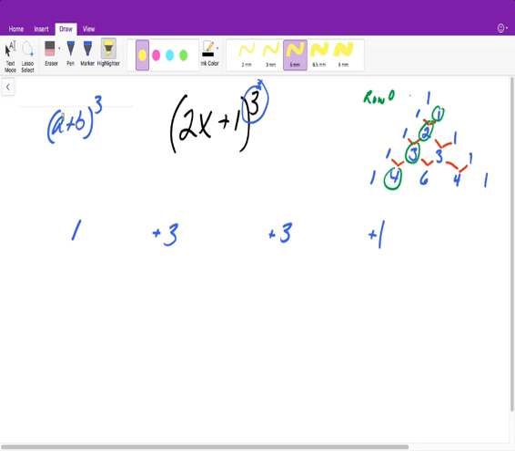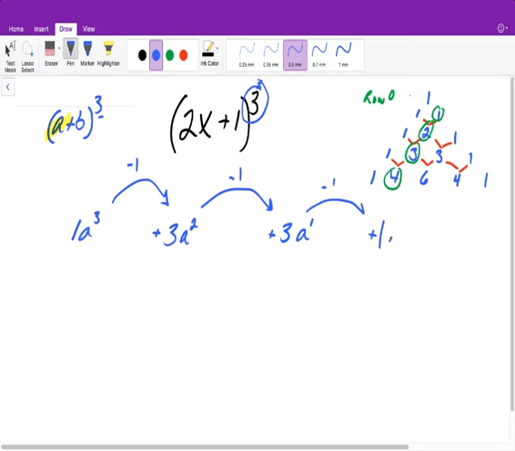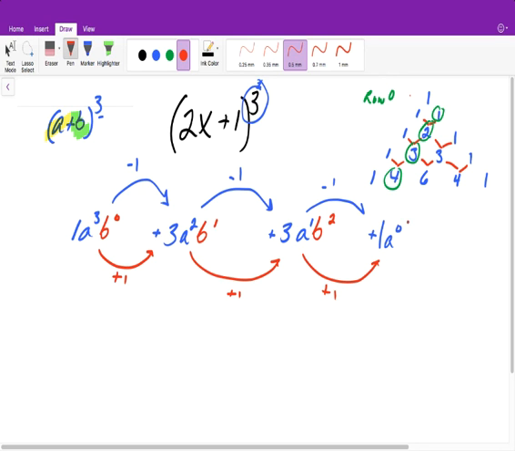And we start with our first variable, a, and we raise it to the power that we have, so it's a cubed. And as we move to our next term, we're subtracting 1 from our power, so it's a squared. We're subtracting 1 from our power, so it's a to the first. We're subtracting 1 from our power, so it's a to the 0. Then our next one goes to our second variable, b. So we start b with b to the 0, and as we move to the next term, we add 1, so it's b to the first. As we move to our next term, we add 1, so it's b squared. And as we move to our next term, same thing, we add 1, so it is b cubed.